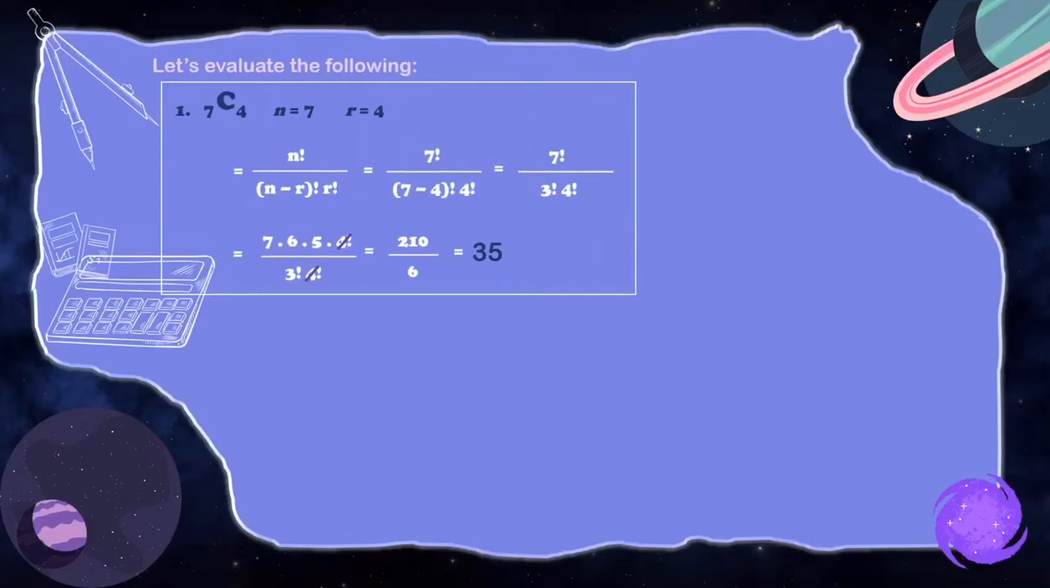Using the formula shown earlier, n factorial over the quantity of n minus r factorial times r factorial, we can solve the combination. We will just substitute. So 7 factorial over the quantity of 7 minus 4 factorial times 4 factorial is equal to 7 factorial over 3 factorial times 4 factorial.